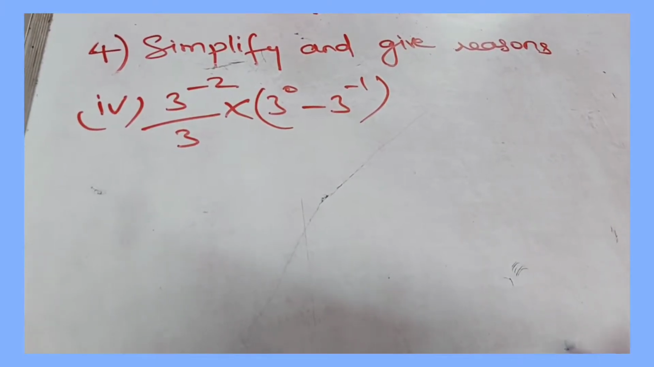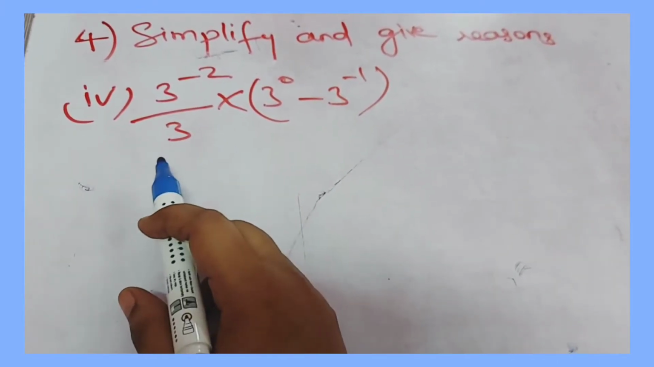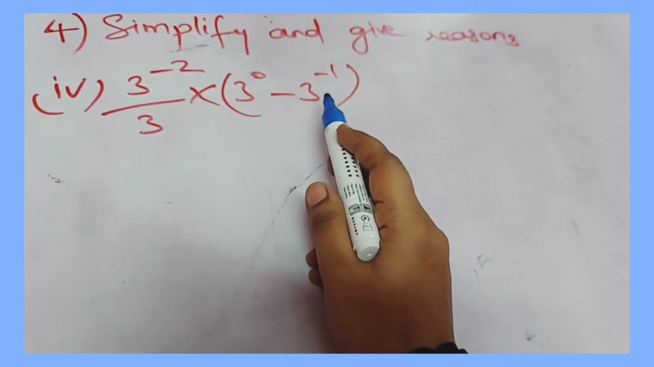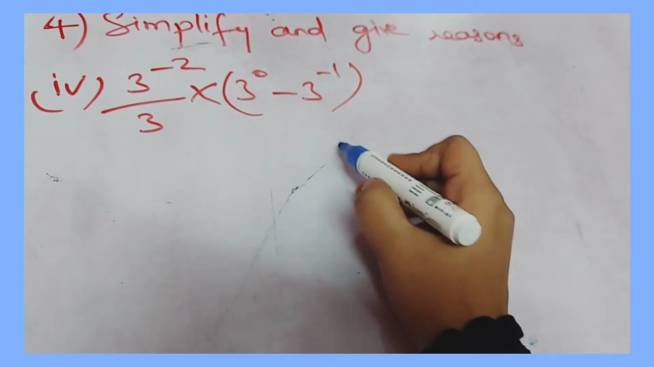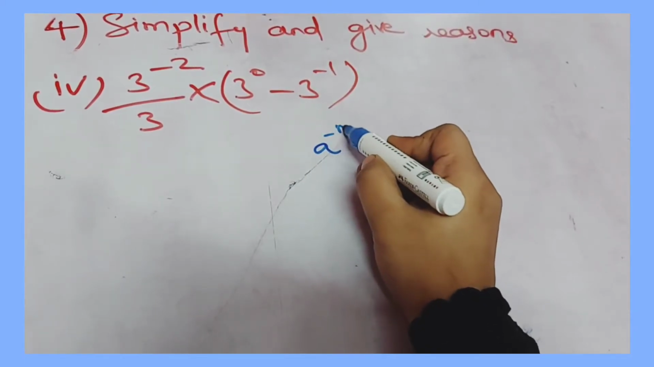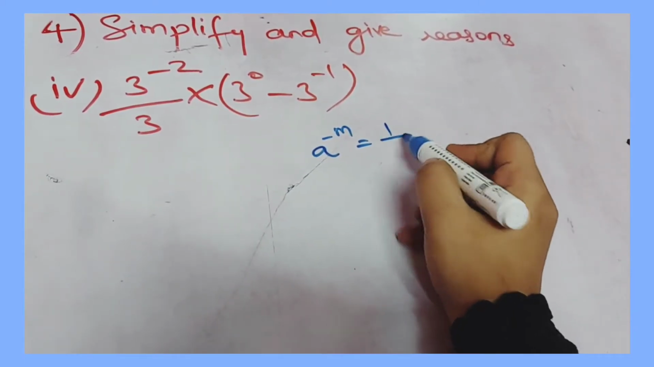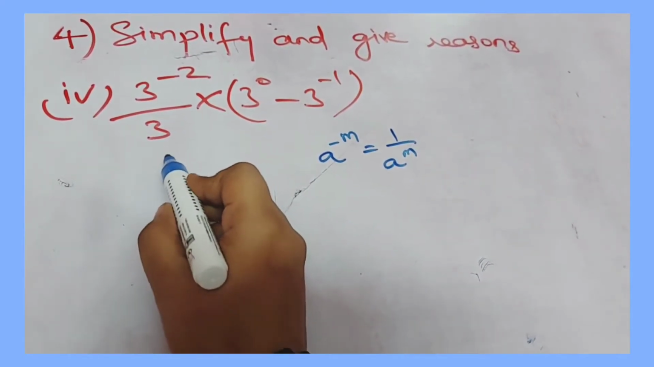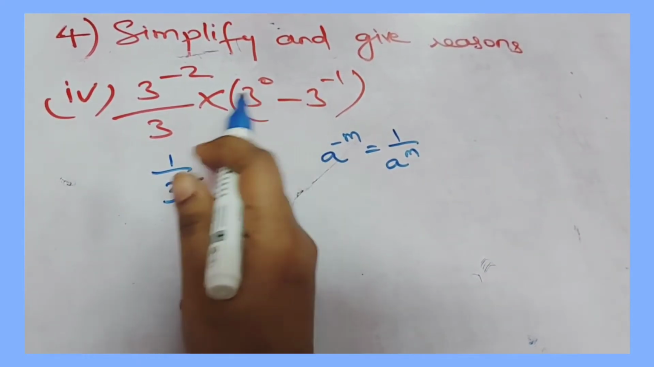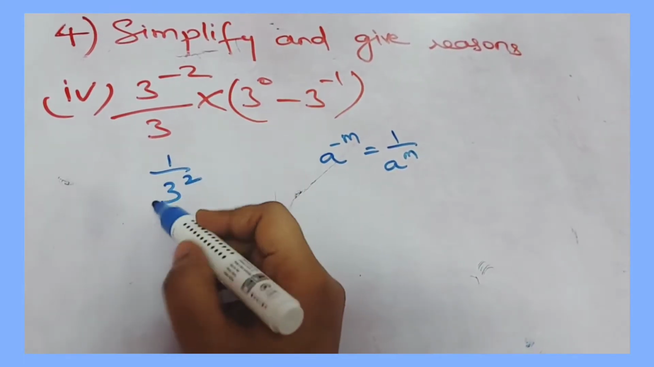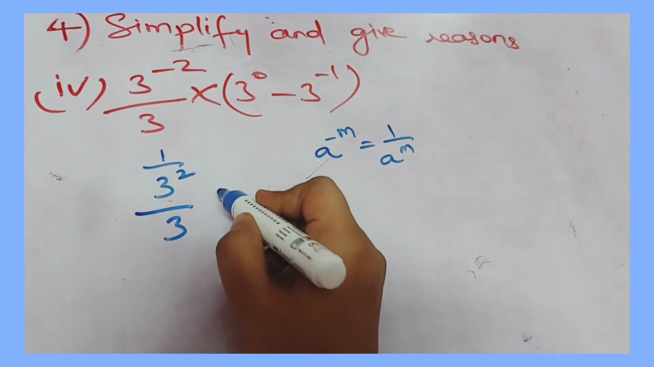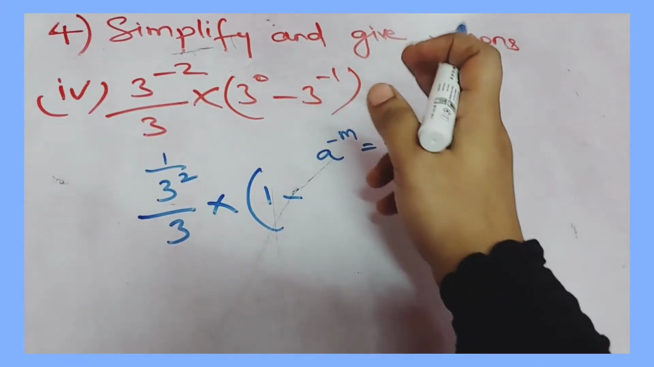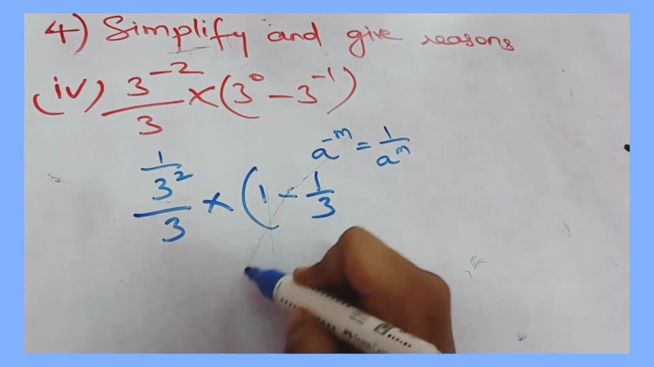Now fourth sum is 3 power minus 2 by 3 into 3 power 0 minus 3 power minus 1. Now what you have to do? Again you have to take this identity: a power minus m is equals to 1 by a to the power of m. So now it will become 1 by 3 to the power of 2. 1 by 3 square this will become. Then by 3 into what is 3 power 0? It is 1 minus 3 power of minus 1 is 1 by 3 only.